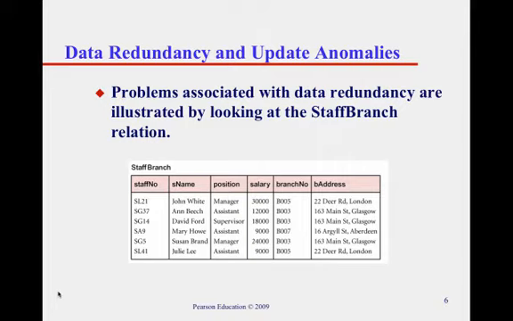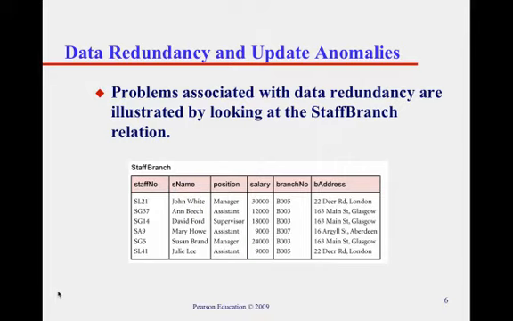And can someone tell me where there's redundant data here? Surely you can see some redundant data. The branch address, 163 Main Street, Glasgow, is there 3 times. 22 Deer Road, London, is there twice.